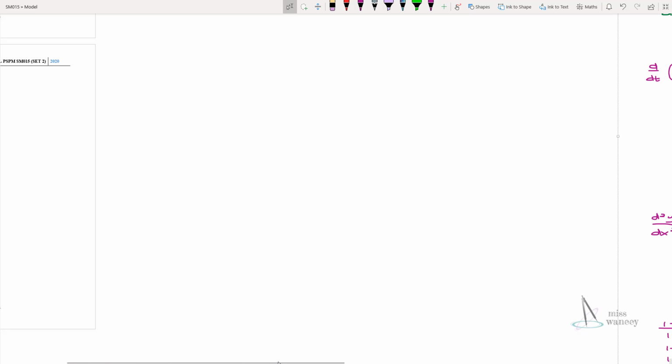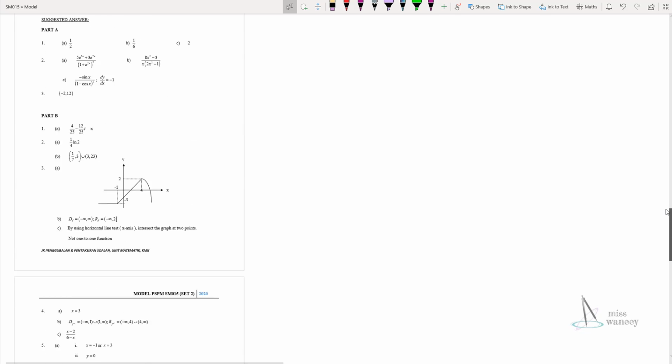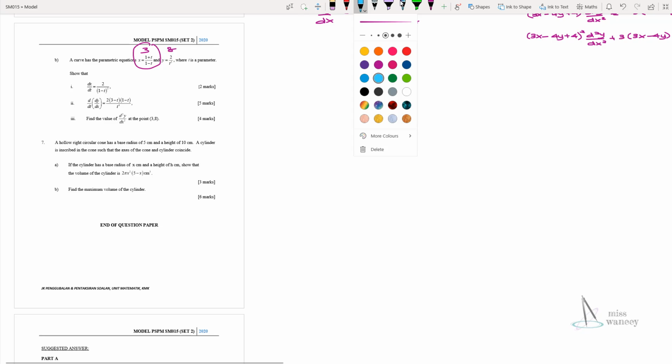Okay, the last question. Oh, I am so excited to do the last one. Finally, we are at question number 7. Okay, let's see. I want to use another color. Perhaps a blue. A blue will look quite nice. Okay, so question number 7. A hollow right circular cone has a base of 5 cm and a height of 10 cm. A cylinder is inscribed in the cone such that the axis of the cone and cylinder coincide.